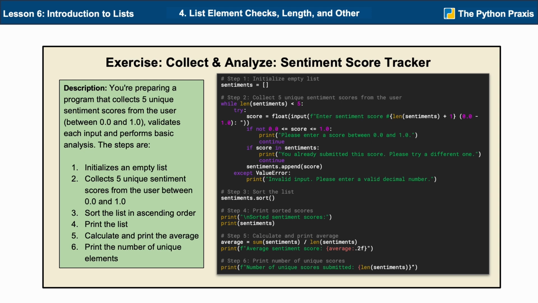We want only unique scores, so if the value is already in the list, we notify the user and skip to the next iteration using continue. If the score passed all checks, we add it to the sentiments list using the append function.